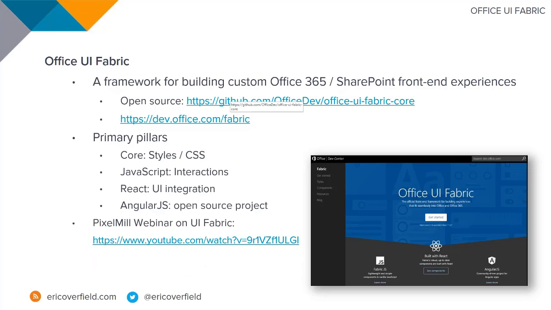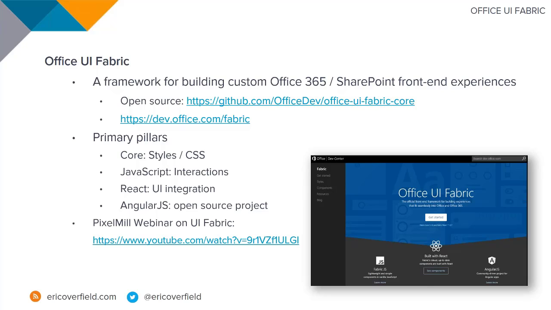The primary pillars of this are that there are some styles in CSS provided to give a look and feel that is very SharePoint-ish and very Office 365-ish. There are also some JavaScript components for interactions. So if you wanted to create, let's say, a panel that appeared on the right-hand side, to which you would then add your interactions, that's already built into the fabric. You don't have to think through how to build all the HTML, CSS, JavaScript, etc. to make that panel look like Office 365. It's already built for you.